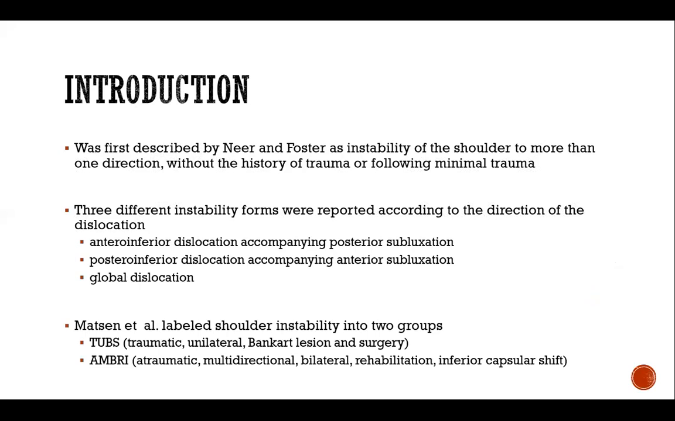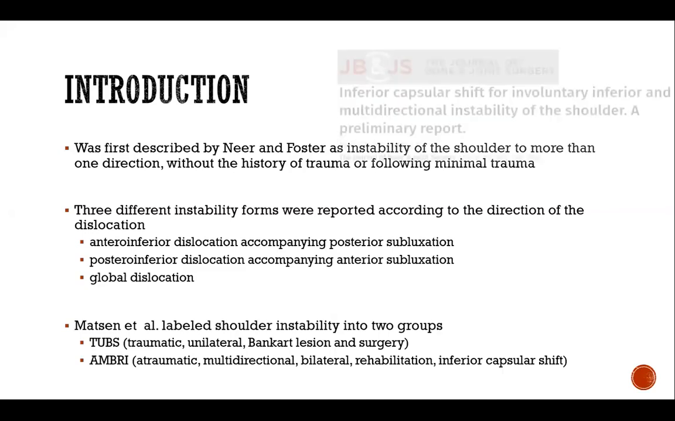Three different instability forms were reported according to the direction of dislocation: anterior inferior dislocation accompanying posterior subluxation, posterior inferior dislocation accompanying anterior subluxation, and global dislocation. Matsen et al. tried to label shoulder instability in two groups, TUBS and AMBRI, which was discussed by Praveen. But the distinctions between instability and laxity, or between microtrauma and macrotrauma, are not made in this classification, and hence it is insufficient in the evaluation of MDI.